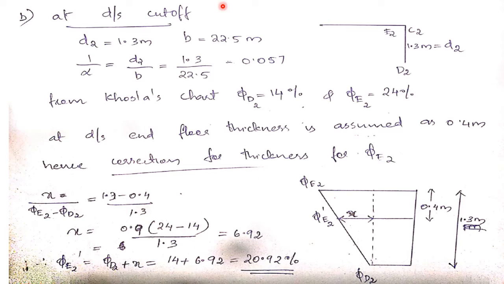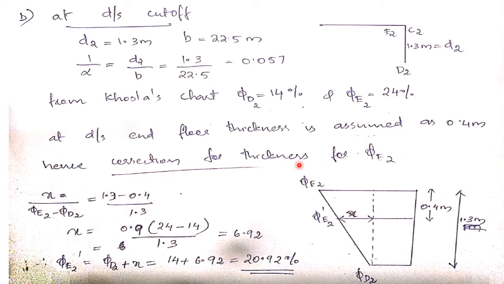Now at downstream cutoff, this is the condition. We have to find out the pressure values at E2, C2 and D2, and the downstream cutoff pile depth is 1.3 meters, that is D2. Now we have 1 by alpha, that is equal to D2 by B, that is equal to 1.3 by 22.5, that is equal to 0.057. Now from Khosla's chart, we have phi D2 is equal to 14% and phi E2 is equal to 24%. Now at downstream end, the floor thickness is assumed as 0.4 meters. We have assumed this value earlier.